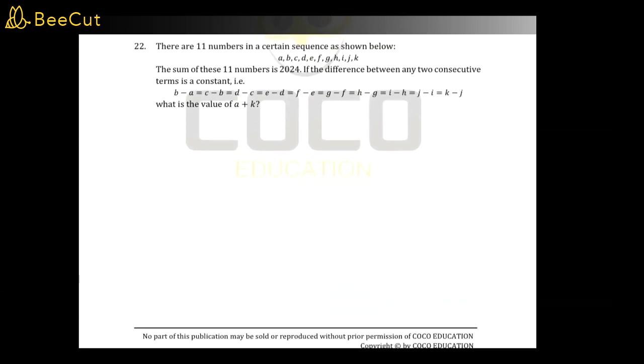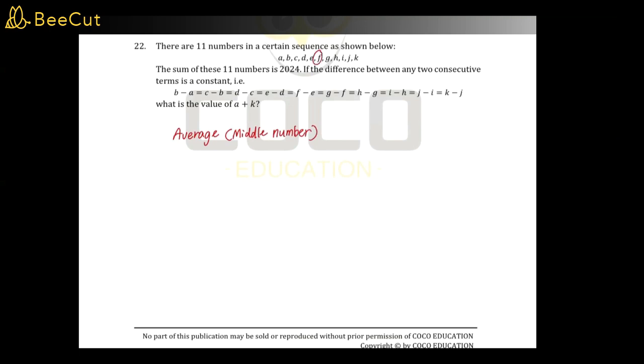Next, for question 22, because the difference between the adjacent numbers is the same, this is an arithmetic sequence. It's a constant difference. So we can just find the average. Average is also the middle number. There are 11 numbers in total. So the middle number is the sixth number.